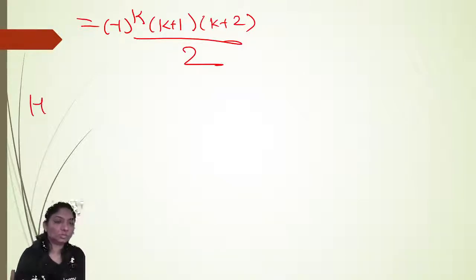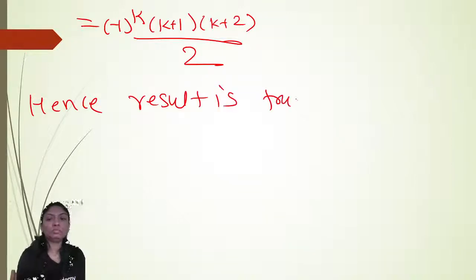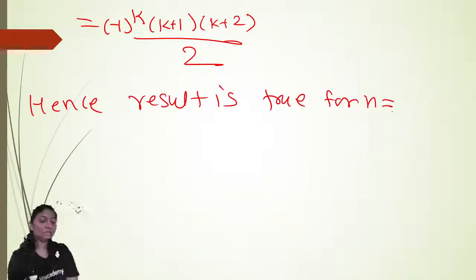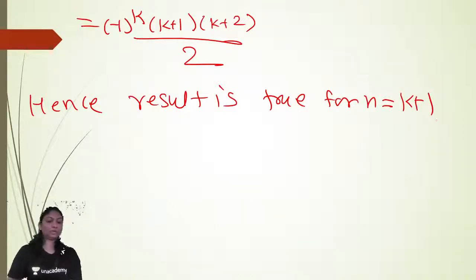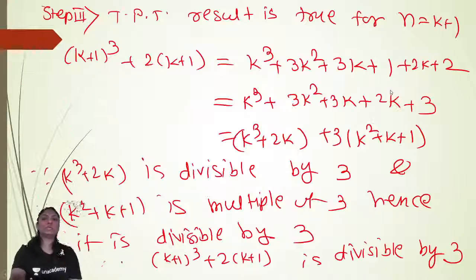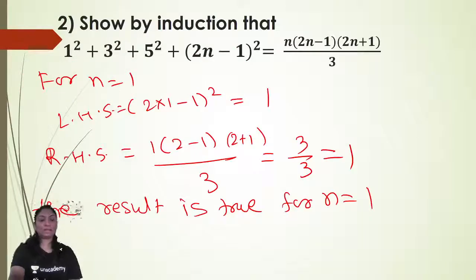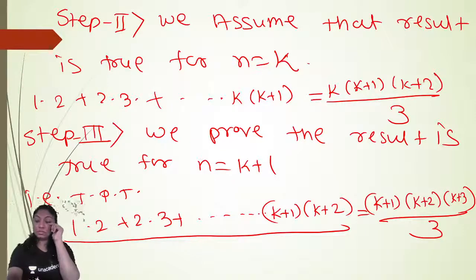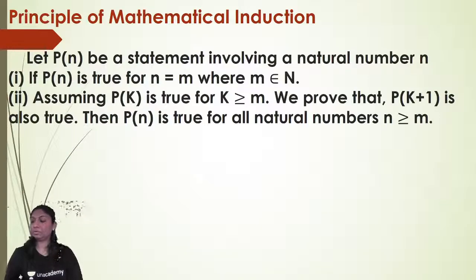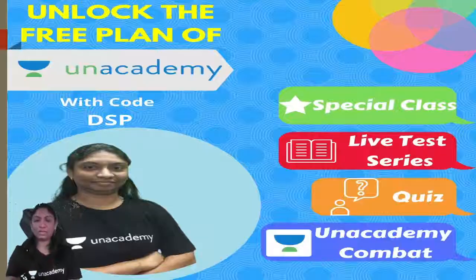Hence, the result is true for n is equal to k plus 1. Right? I hope you have clearly understood mathematical induction. I took 8 examples of different types. Okay? Hope you are clear how to solve the examples on mathematical induction. So totally we have found out this principle of mathematical induction.